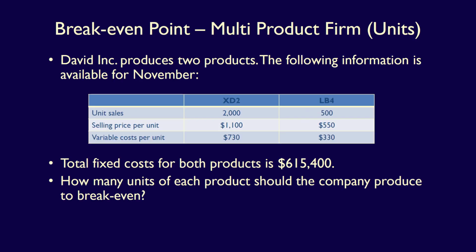Using the information from the question, we know that XD2 has a sales price per unit of $1,100 and variable cost per unit of $730.